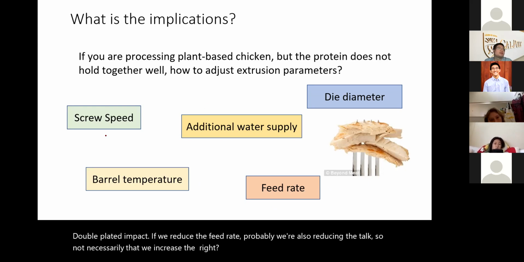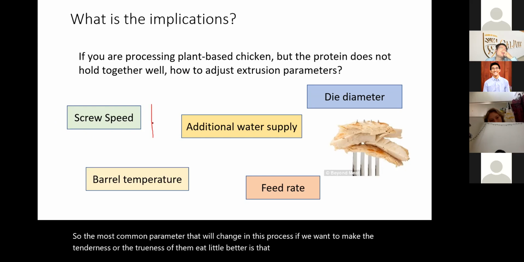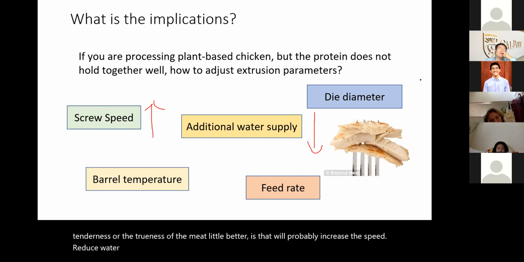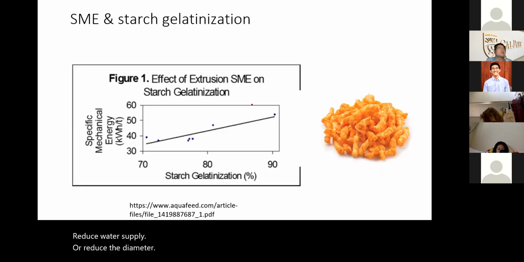So the most common parameters that will change in this process, if we want to make the tenderness or the chewiness of the meat a little bit better, is that we'll probably increase the screw speed, reduce the water supply, or reduce the die diameter. Okay, that's a good job.